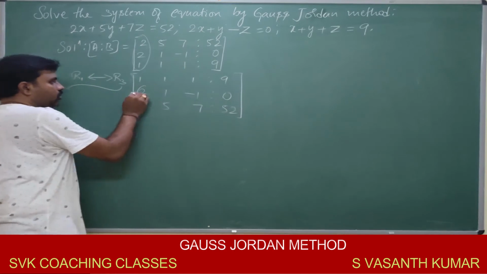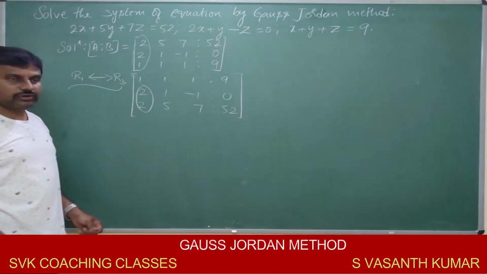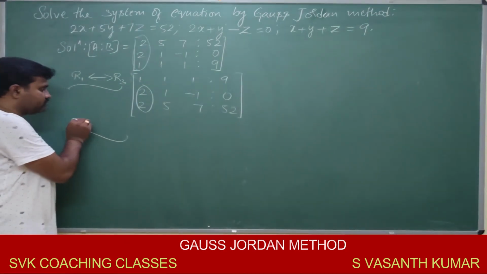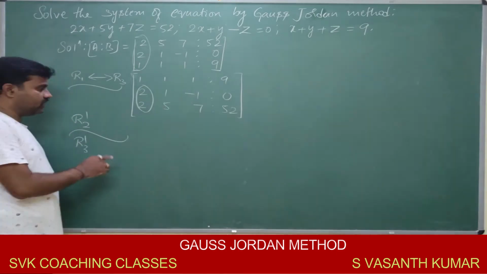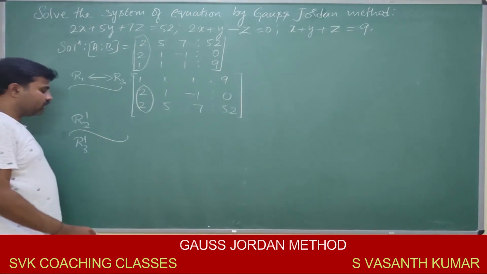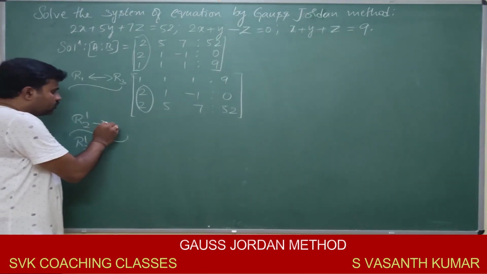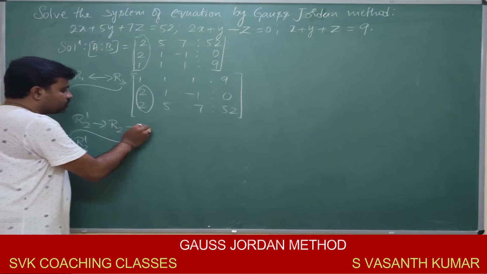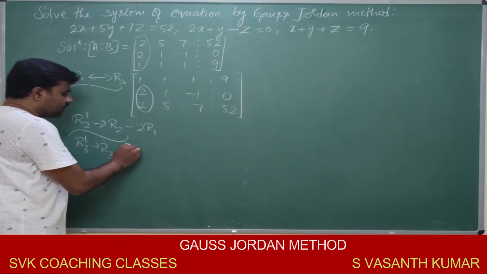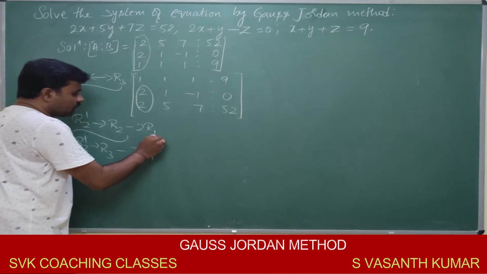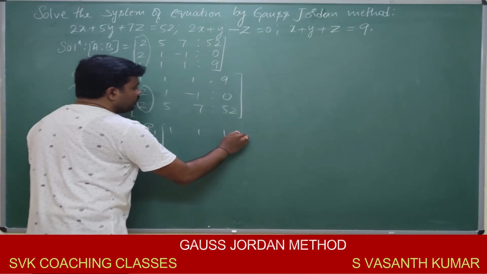Now next I am going to make these two elements 0 by using R1, applying an operation for R2 and R3. We are disturbing two rows, R2 and R3, denoted by R2 dash and R3 dash. R2 dash changes to R2 minus 2 times R1. Similarly, R3 dash changes to R3 minus 2 times R1. The constant row is the first row, 1, 1, 1, 9.